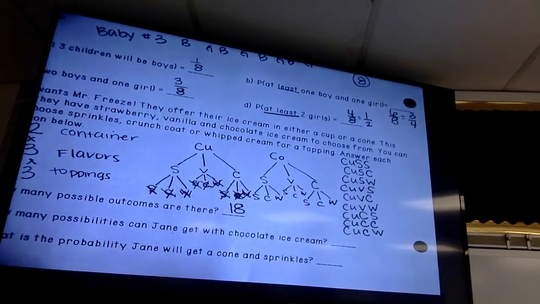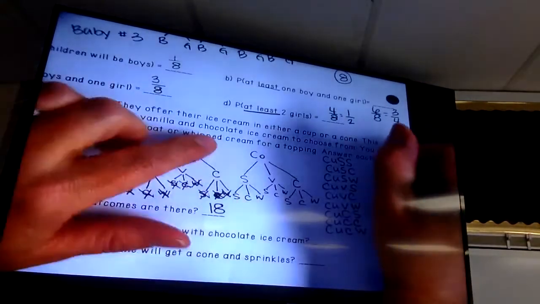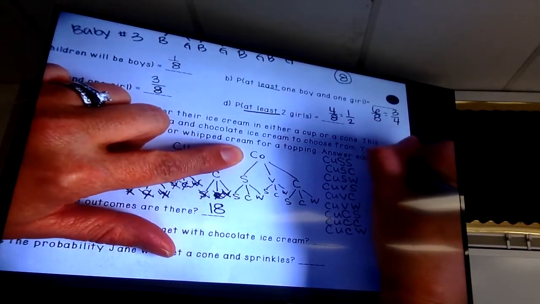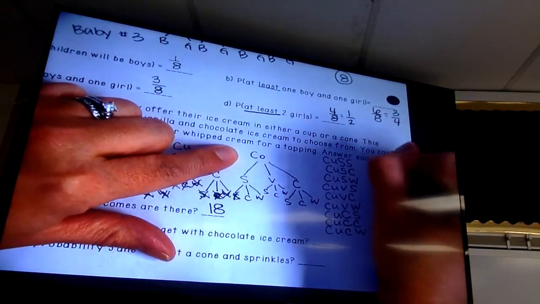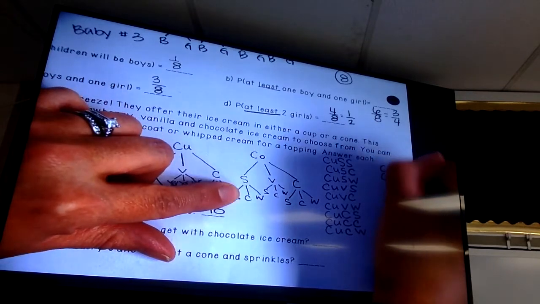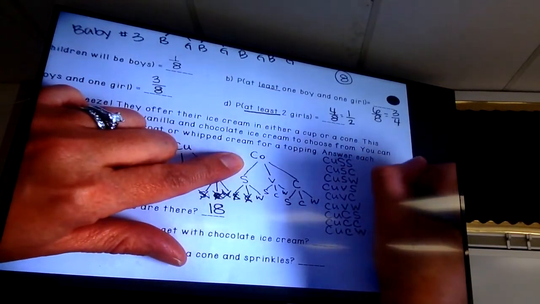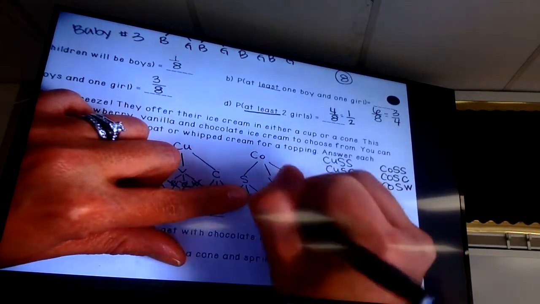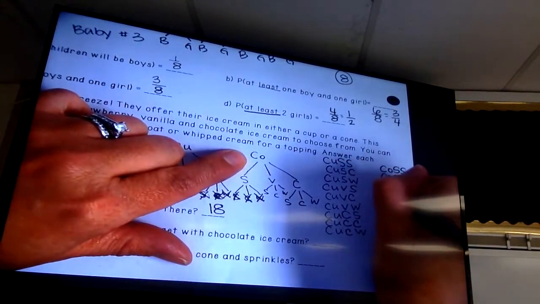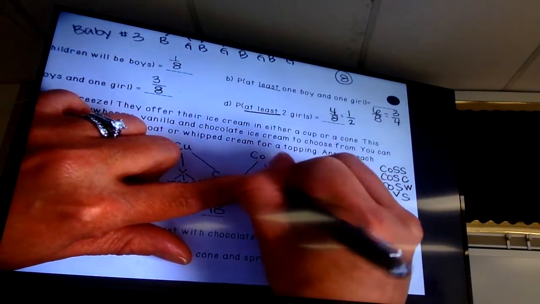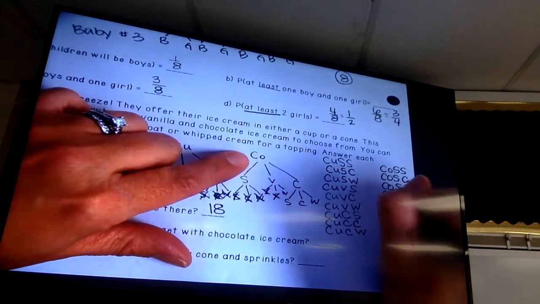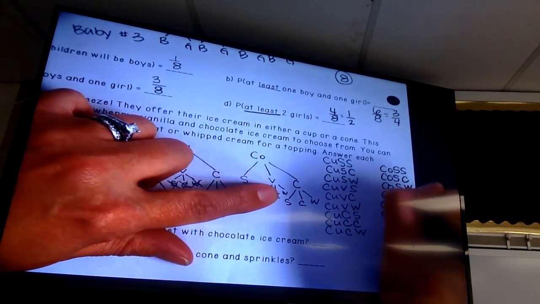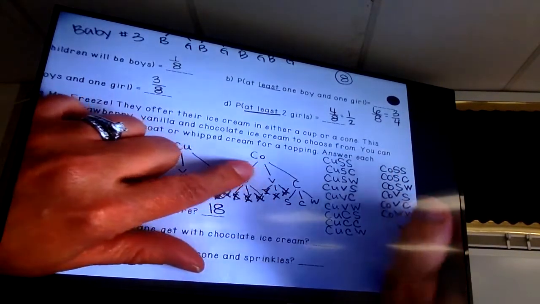And I've only used 1 tree, and now I've got to do that same thing with my cone tree. So we're halfway done. Let's keep going. So we've got a cone with strawberry and sprinkles, a cone with strawberry and crunch coat, a cone with strawberry and whipped cream, a cone with vanilla and sprinkles, a cone with vanilla and crunch coat, a cone with vanilla and whipped cream. Almost there.